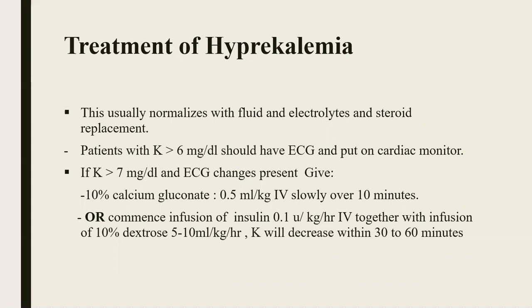Of course, we know that hyperkalemia is a part of the adrenal crisis, and usually it normalizes with fluid and steroid replacement. But in case of patients having potassium level above 6, they should be monitored with an ECG, and we should put them on cardiac monitor. And if we find the potassium level is above 7 and having ECG changes, then we should start the antihyperkalemic measures, which are calcium gluconate 10% over a period of 10 minutes. And sometimes we have to initiate insulin glucose infusion to decrease the level of potassium.